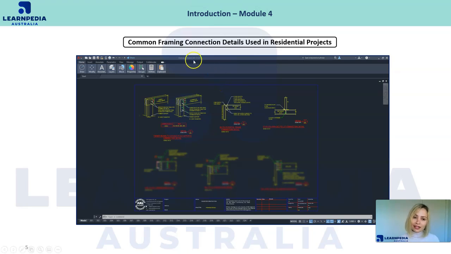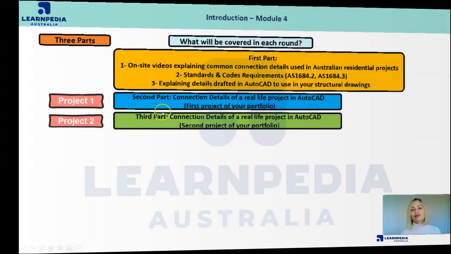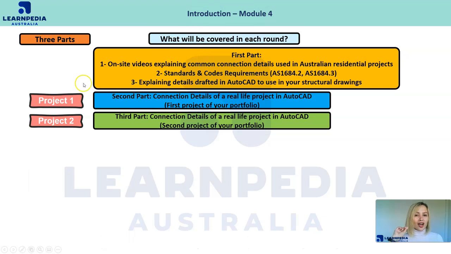So the other thing, again, you will have a connection detail library. Now, I will run you through these connection detailing processes 3 times. So we'll have 3 parts in Module 4. In the first part, on-site videos explaining common connection details used in Australian residential projects.